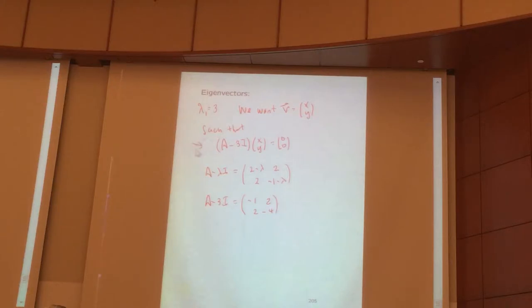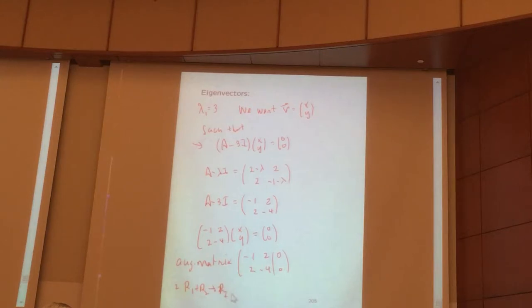Now here's what we want, right? So we want minus 1, 2, 2, minus 4 times the vector v, we want that to be 0, 0. Now if you multiply this out, it's just a system of equations. I'll just go right to the augmented matrix: minus 1, 2, 0, 2, minus 4, 0. Remember, I'm trying to find x and y. So I want to solve this system. What I'm going to do is multiply row 1 by 2, add it to row 2, and that's my new row 2.